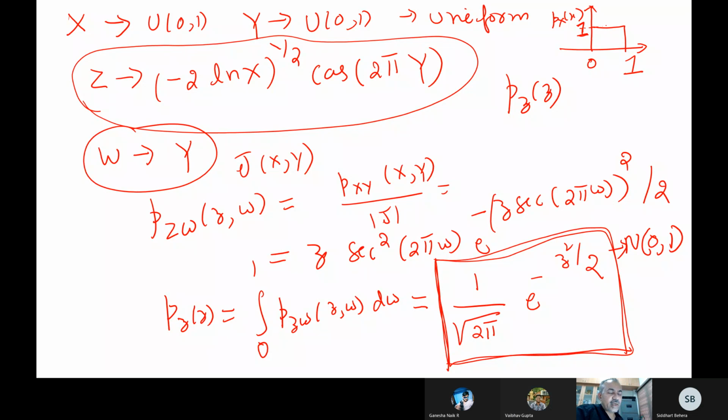So what is the very important thing you have observed here? If I have two uniform random variables, and if I do some complicated transformation like this, my output can be a normal random variable. You followed. So this is a very, very important transformation. These transformations are used in computers. So how does a computer generate random numbers? In your computer there will be some clock, a seed of the random number.